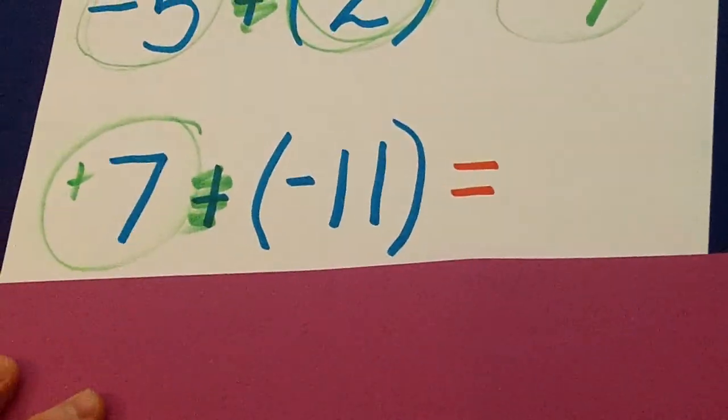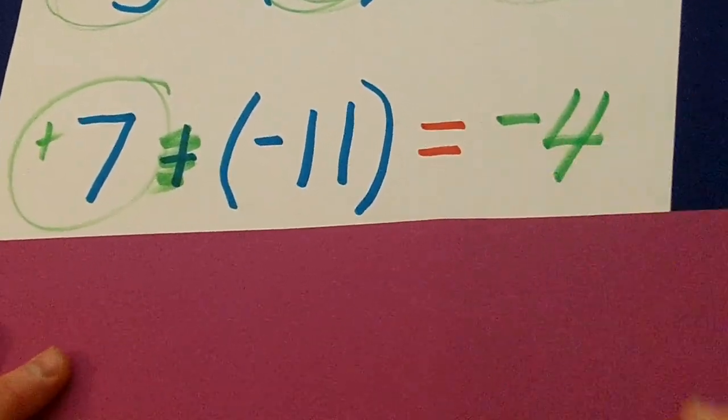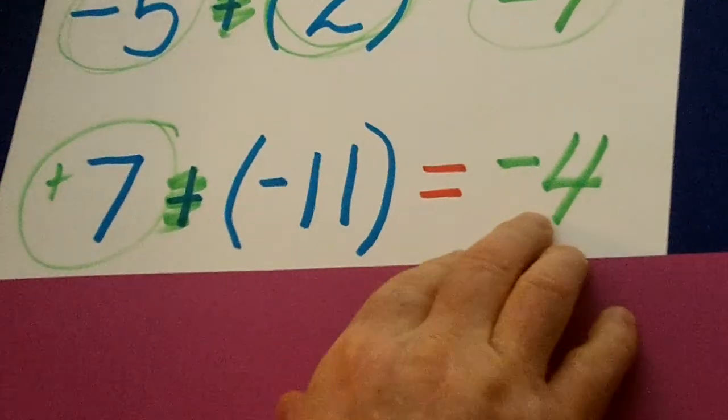Now, here's our positive 7, negative 11, which is bigger? The negative number, by 4. Okay? So if you're doing problems at home, I'm hoping you can do them just like that.